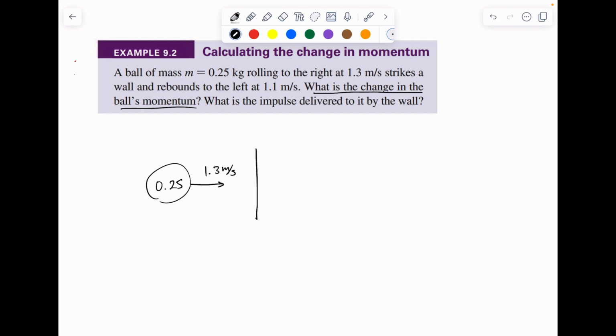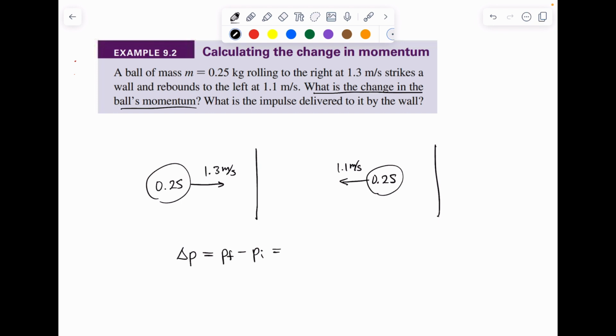Here's the ball, the wall. And then afterwards, the wall is here. The ball has bounced off of it, and now it's going to the left at 1.1 meters per second. Of course, it has the same mass. So the change in the ball's momentum. We shouldn't need any vectors for this one, right? So change in momentum is final momentum minus initial momentum.